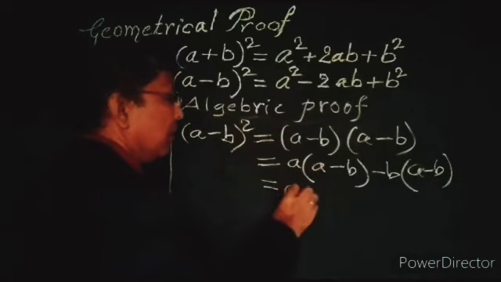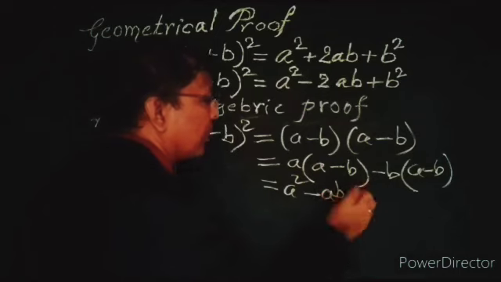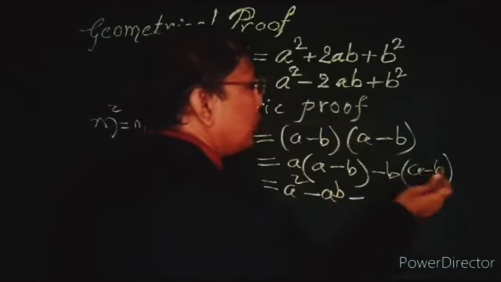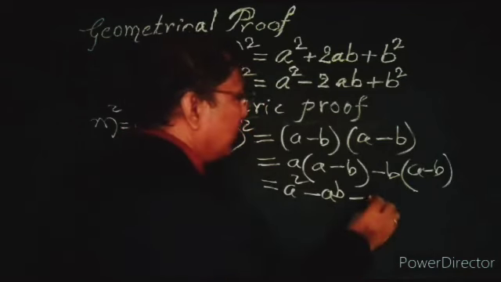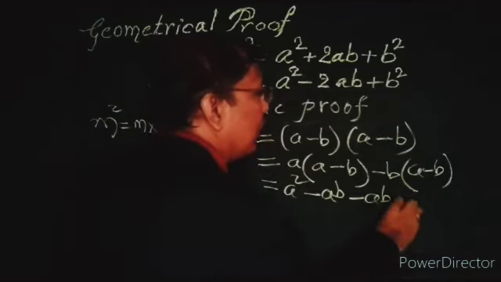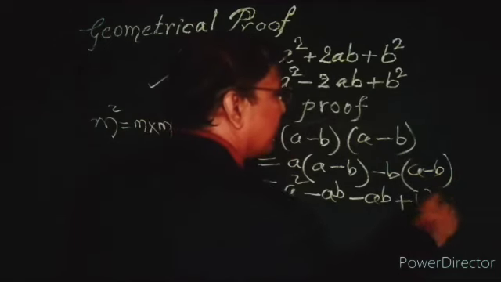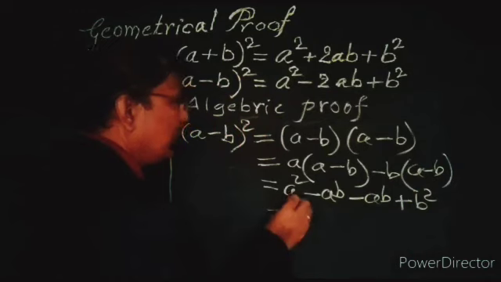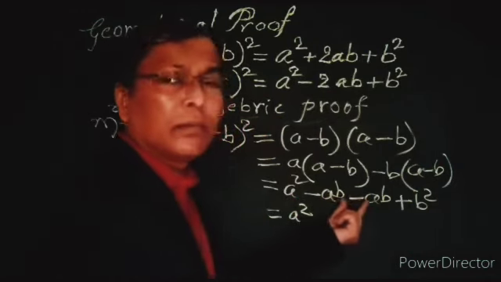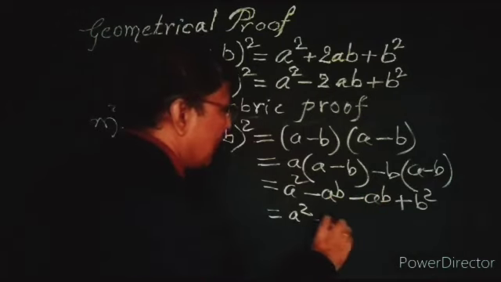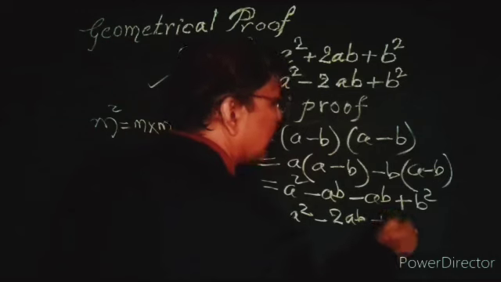a into a, a square, minus a into b, ab, minus b into a, ba. If we write alphabetically, it will be ab. Minus into minus is plus, b into b, b square. Now, a square, we have minus ab two times, so minus 2ab plus b square.